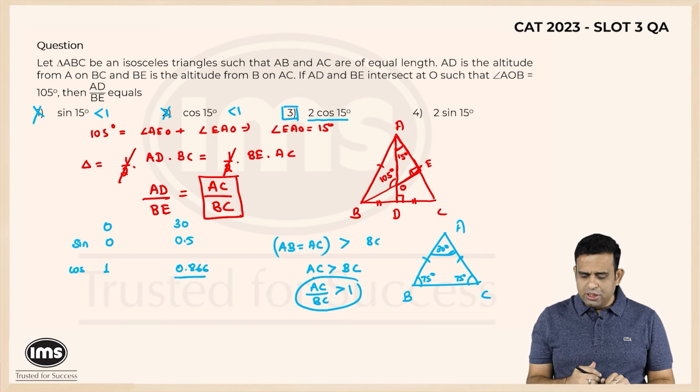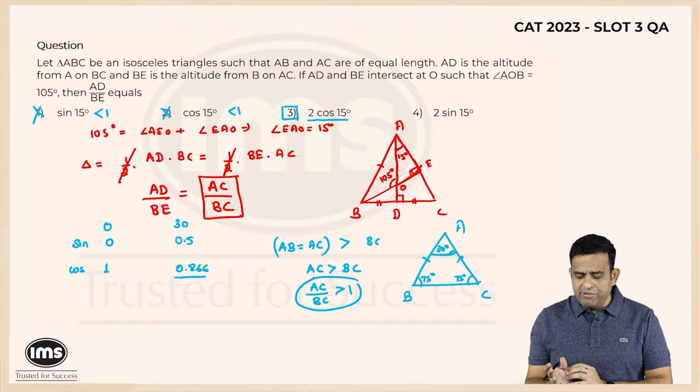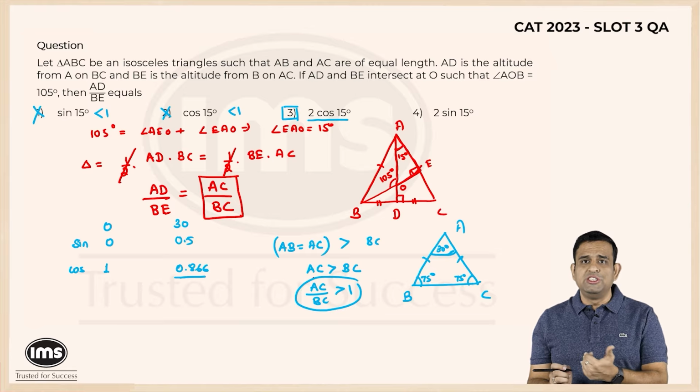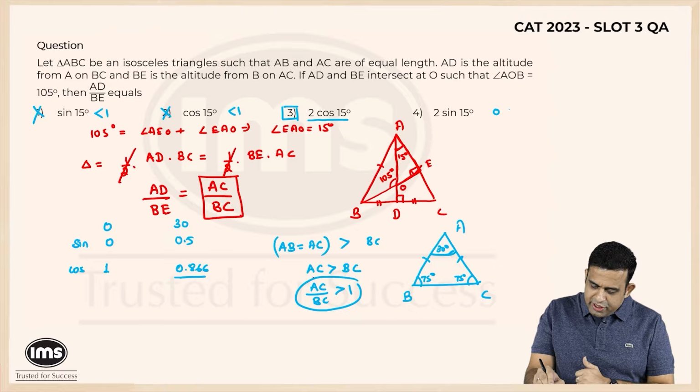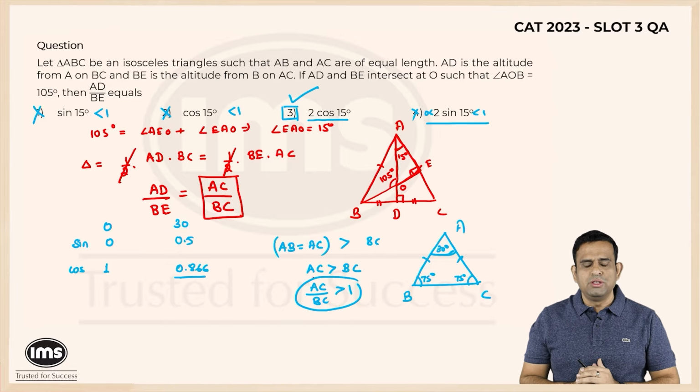Let's also check option number 4. Again, sine 15 is between 0 and 0.5. So 2 times sine 15 would be, one can say, between 0 and 1. So this is between 0 and 1, and that simply means that this is also not going to be the answer. And hence one can be very sure to mark option number 3 over here.